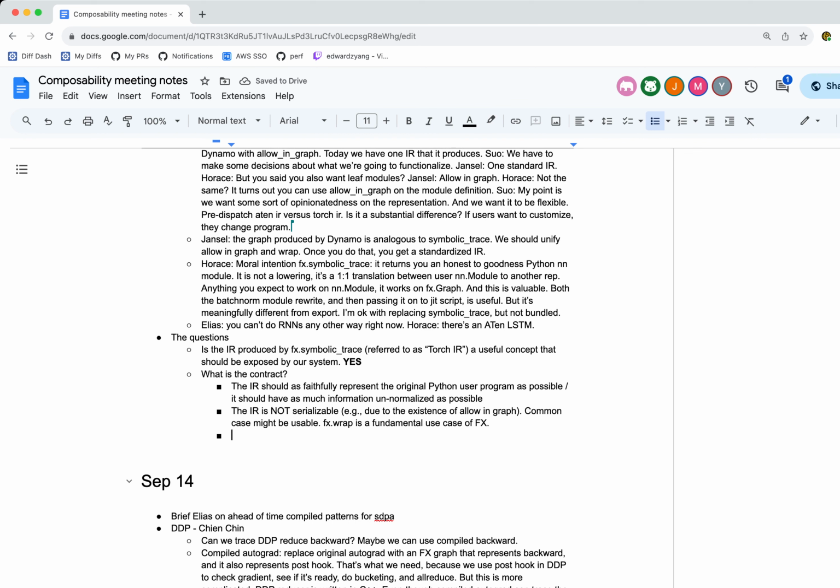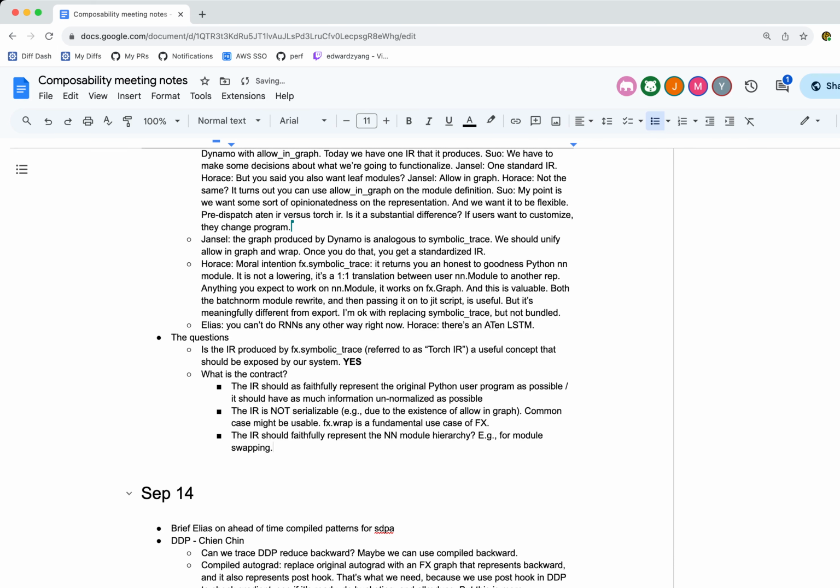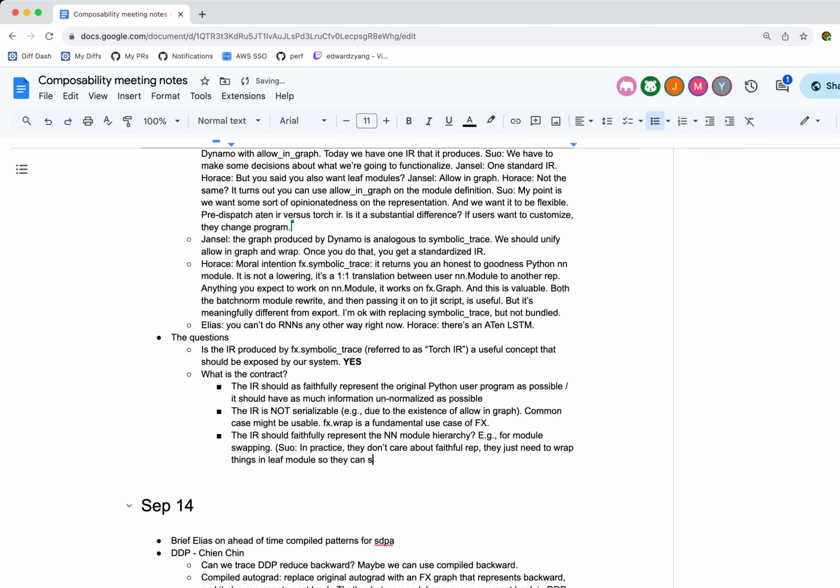Okay. I think another part of the contract is that the IR should faithfully represent the NN module hierarchy, because people were talking about module swapping. Actually, I'm not sure if this is true or not. In practice, people don't actually care about faithful representation of the NN module hierarchy. Typically, the way they trace is coupled with the way they want to transform. So they'll wrap something in a leaf module so that they can swap it. They want the ability to customize the module hierarchy according to their desires, if that makes sense. And I'll buy that.